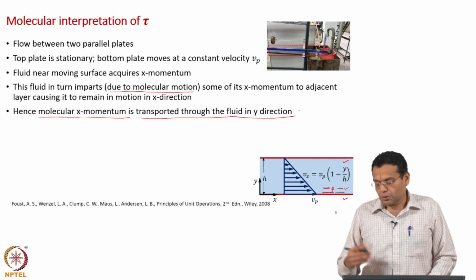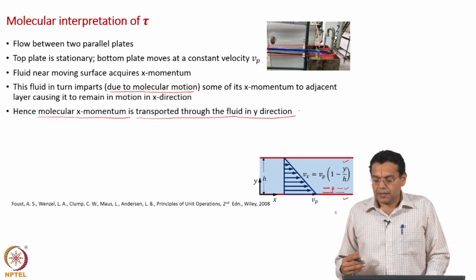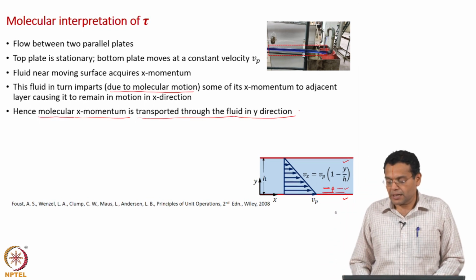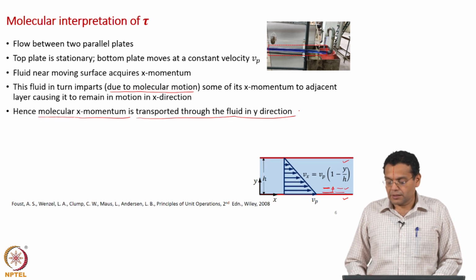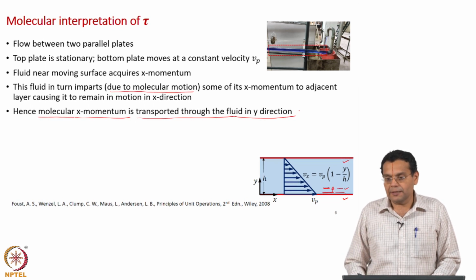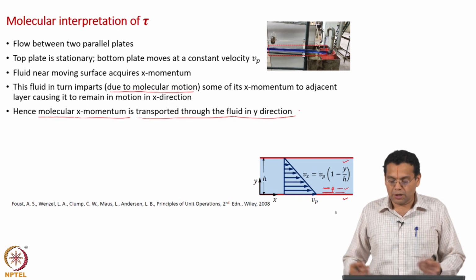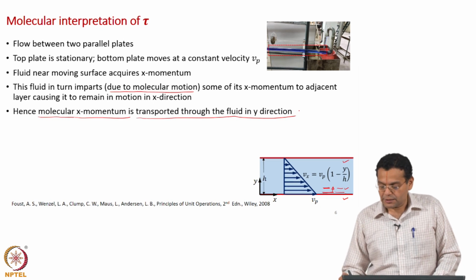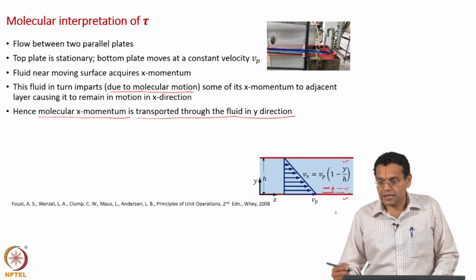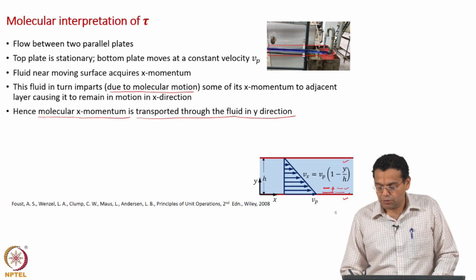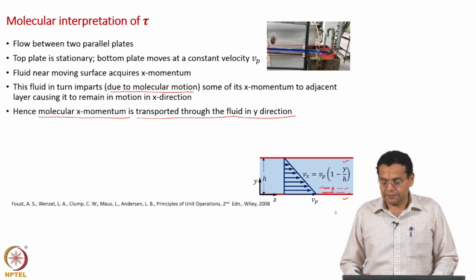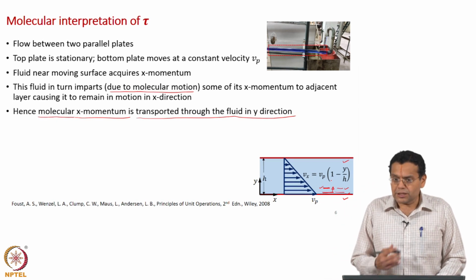So, the plate has some momentum and the fluid moving near the plate acquires some x momentum, and that imparts x momentum to the next layer of fluid. In terms of the molecular picture, molecules have a higher x velocity here and higher x momentum, and when they move to this layer they carry with them higher x momentum, which means that they transport x momentum in the y direction.